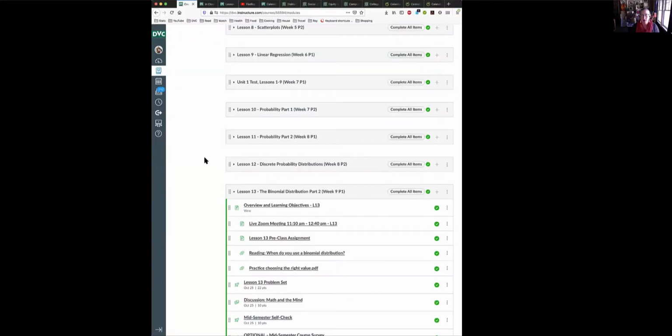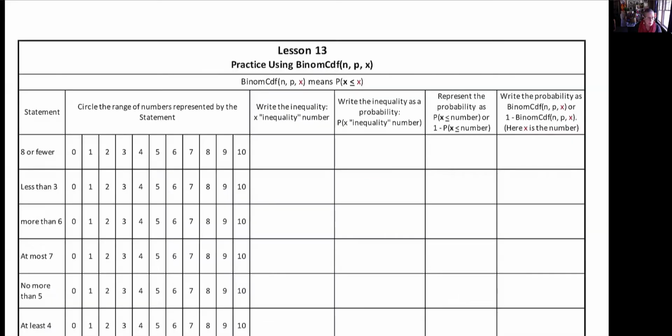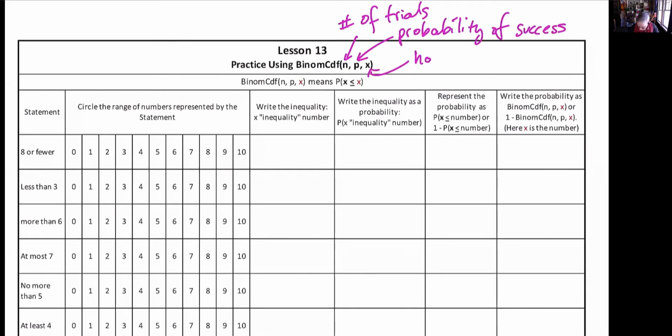If you want, go to Canvas and you can get a copy for yourself. It's under the lesson 13 module, and it's the practice choosing the right variable. Okay, so here's the worksheet. We're talking about binom CDF, and remember, in binom CDF, N is the number of trials, P is the probability of success, and X is how many successes you're interested in.